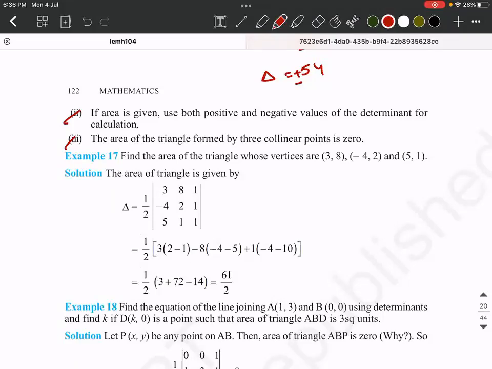Shall we try out? Can you guys try doing it? 17th one. Find the area of the triangle whose vertices are given. Find the area. So find the area. Don't use a formula. Use determinant. Determinant, yeah, determinant formula.